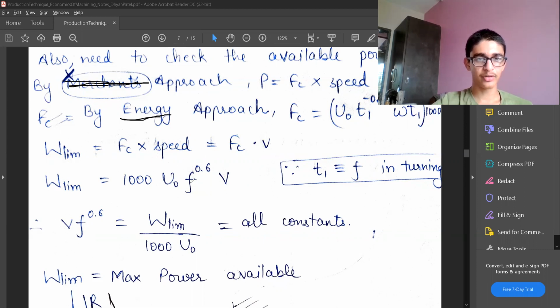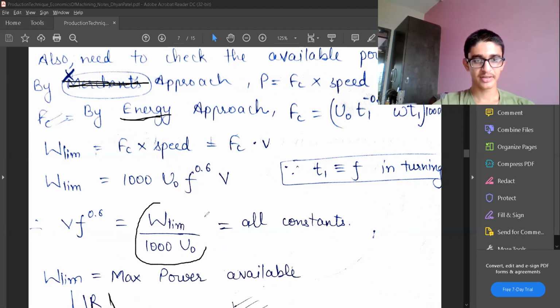That will be 1000 U naught F raised to 0.6. The T1 is getting included inside, so the net power will be 0.6. And we know that in turning, T1 is equivalent to F, so I've just replaced T1 with F. So F has the power of 0.6, and the velocity is coming from V. So V into F raised to 0.6 is W limit divided by 1000 U naught.